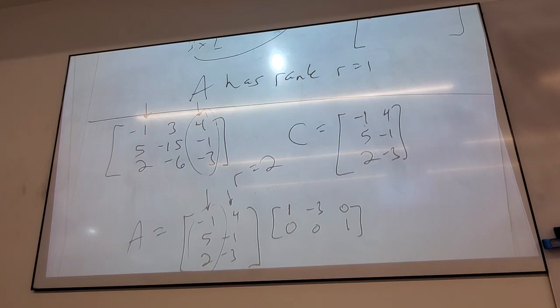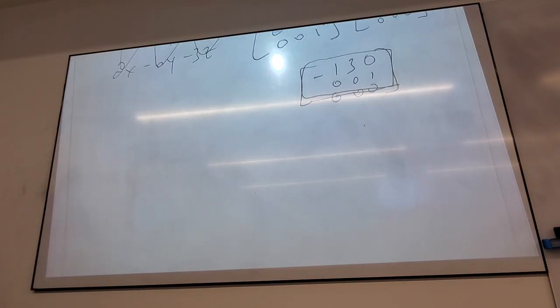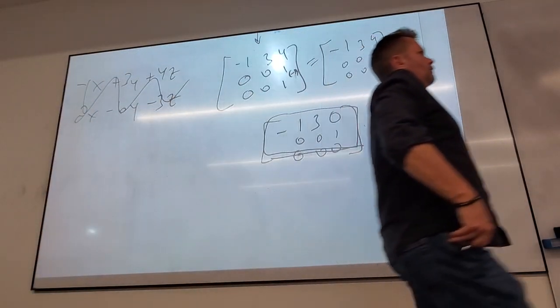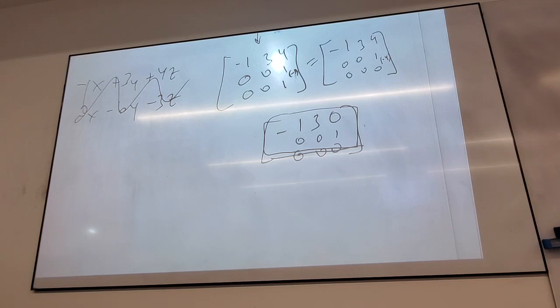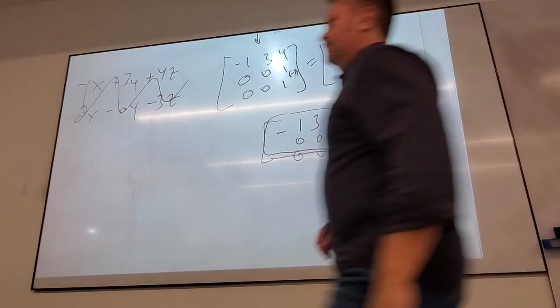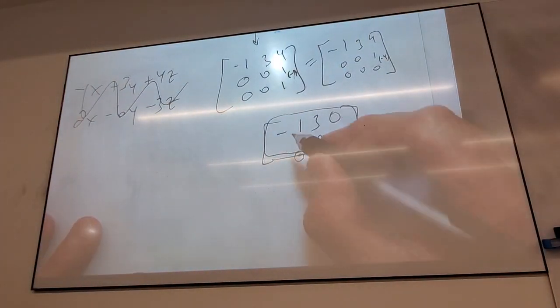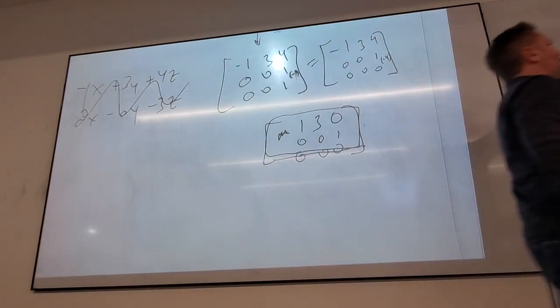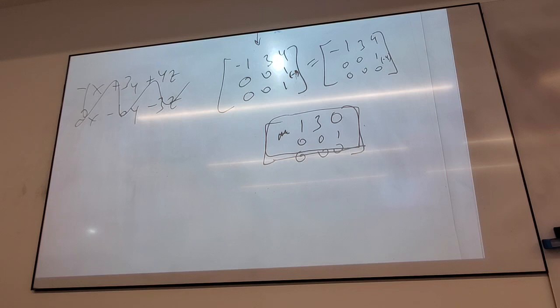Okay. Yes, sir? What do you mean by leading ones? Oh, sorry. In the first row, where's the first one? The first one is in the first column, correct? In the second row, where's the first one? The leading one. The third column. So wherever the leading ones are, when you're done with your elimination, those columns are your column space from the original matrix.